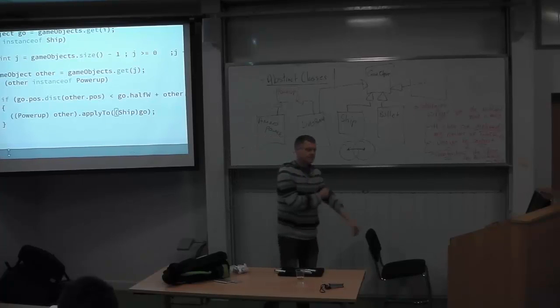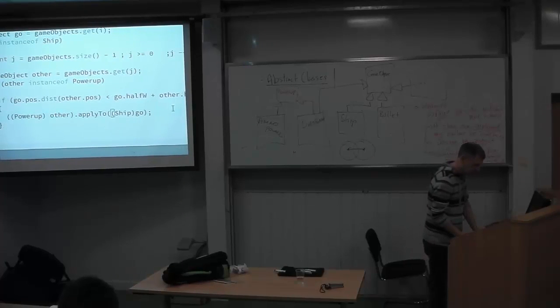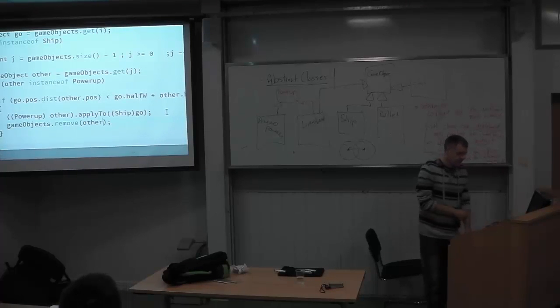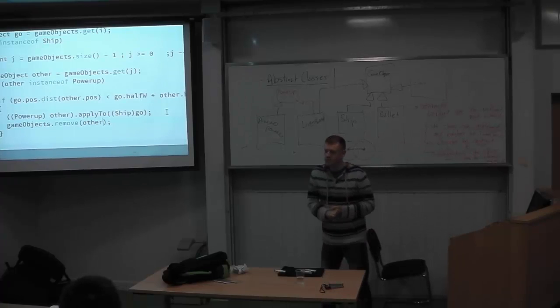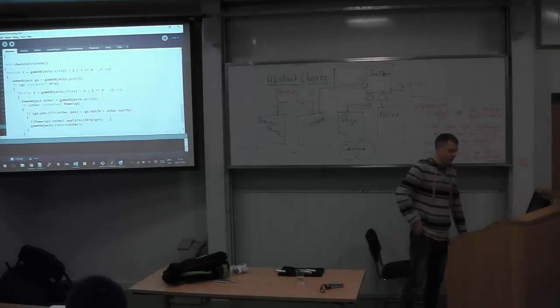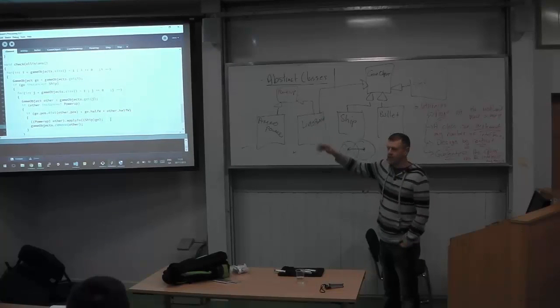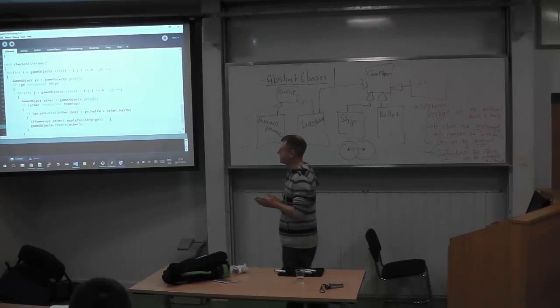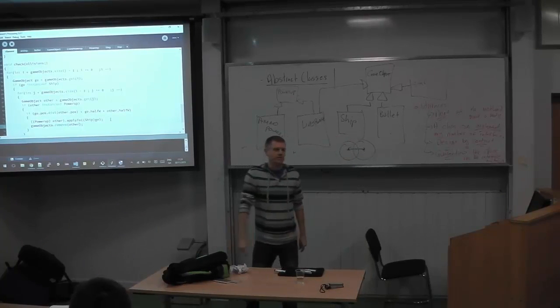Alright, that should work. And finally, let's just call game objects dot remove the power up, go other. There we go. So that will remove it from the list of game objects. Alright, that's how we do bounding circle collisions. That's probably the trickiest thing today, doing that bounding circle collision test. Hopefully the interfaces are not too hard, but obviously it's a little bit of code to implement that.